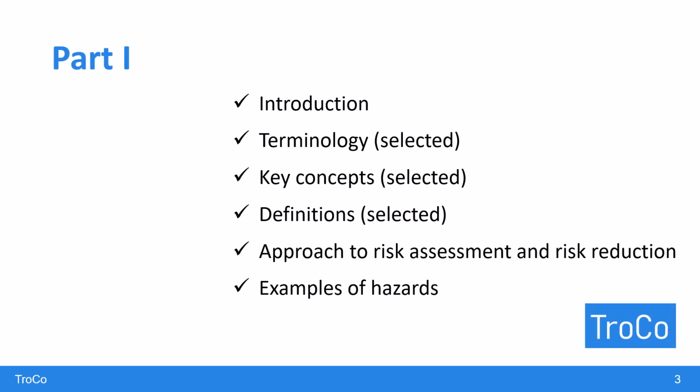Welcome to Part 1. In this section, we'll start with the introduction, setting the stage for our exploration. We'll then present a selected group of terminology, key concepts, and definitions that are usually employed when dealing with machine safety. The approach to risk assessment and risk reduction is introduced briefly. At the end of this section, we outline some examples of machine hazards. Join us as we start this course.